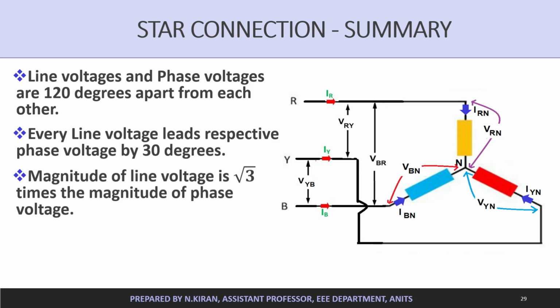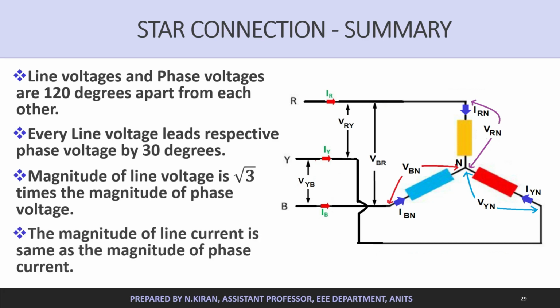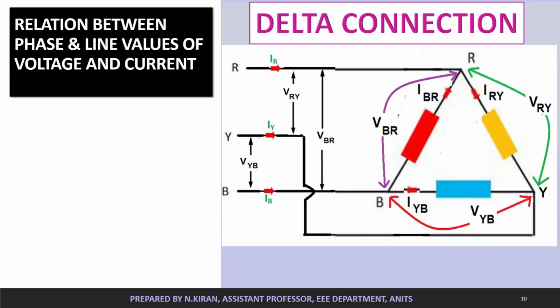The magnitude of line voltage is root 3 times the magnitude of phase voltage, which we have derived, and we have also seen that the magnitude of line current is the same as the magnitude of phase current in star connection. Next, we have to derive the relation between phase and line values of voltages and currents in delta connection.